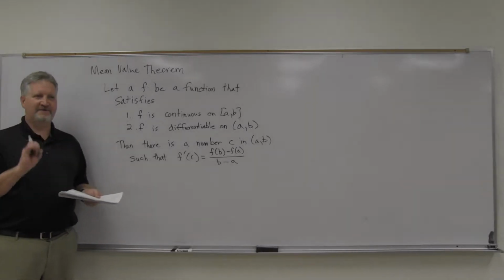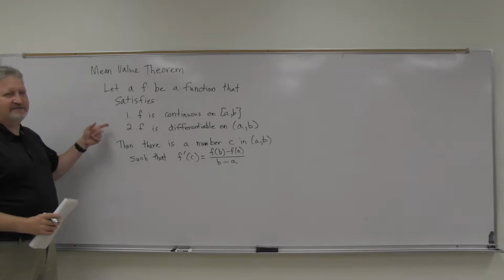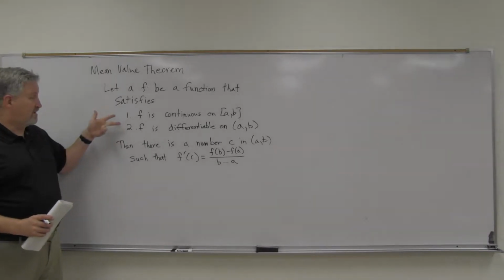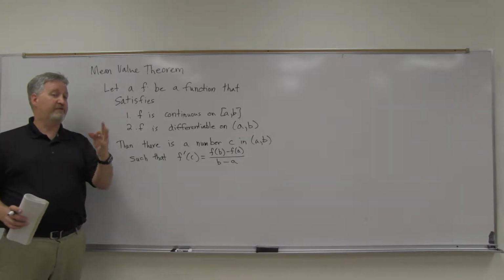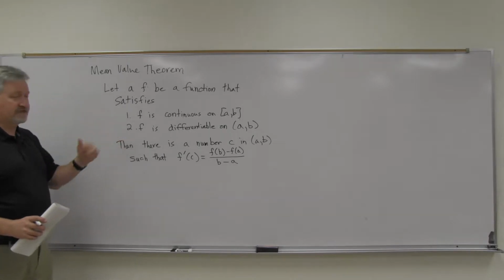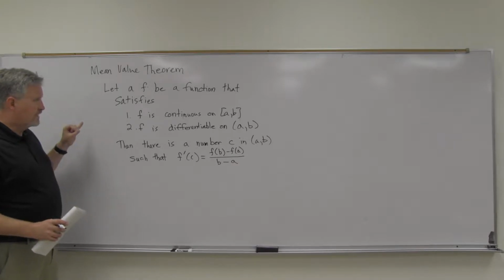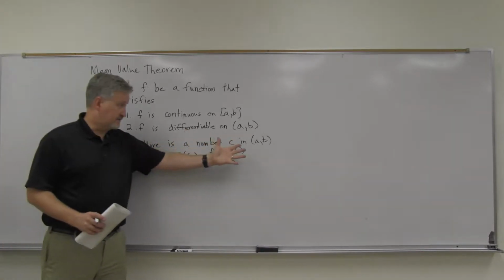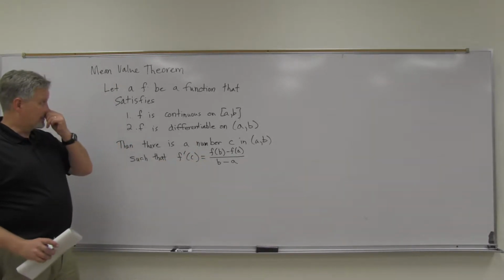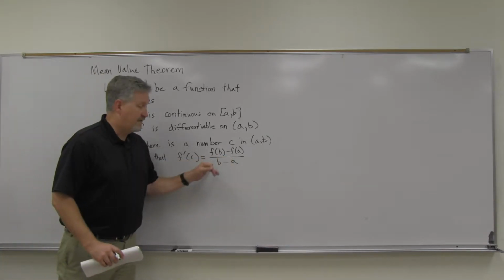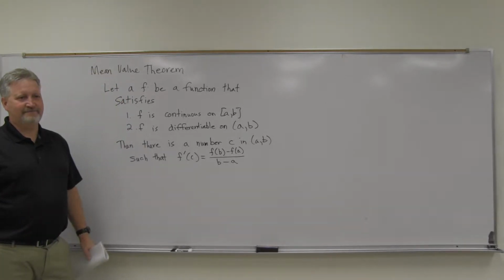Okay, so a couple of notes on that. Very much like Rolle's theorem, except it's got two hypotheses. Hypothesis 1 and hypothesis 2 are the same as Rolle's theorem, except I don't have hypothesis 3, the f of a equals f of b hypothesis. Then there's a number c in (a, b), same as Rolle's, such that f prime of c equals this, instead of equaling 0. We'll talk about what that means in just a second.